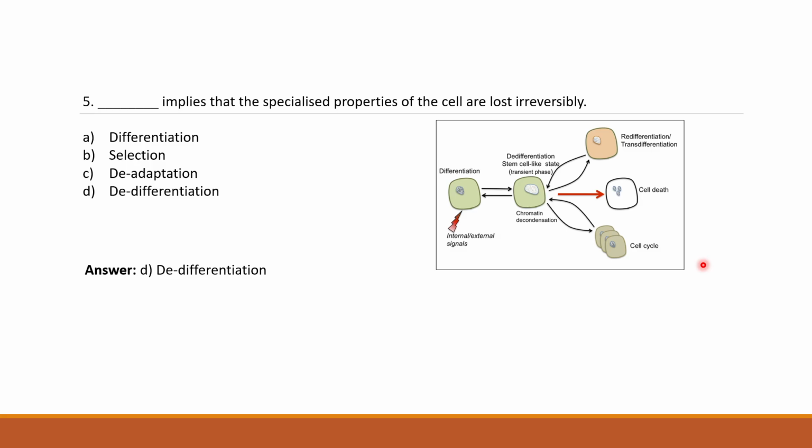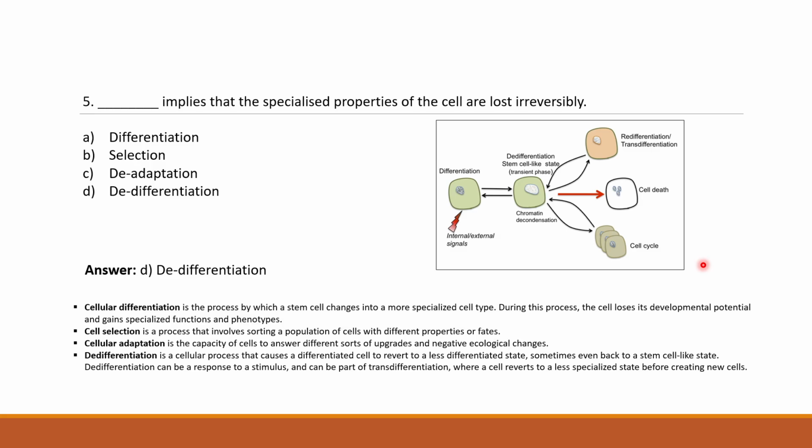Then the other definitions for different terms here. Cell differentiation is the process by which a stem cell changes into a more specialized cell type. During this process, the cell loses its developmental potential and gains a specialized function and phenotype. Cell selection is a process that involves sorting of cells from a population with different properties, or its fate is determined. The cell is determined to become a particular type of cell.